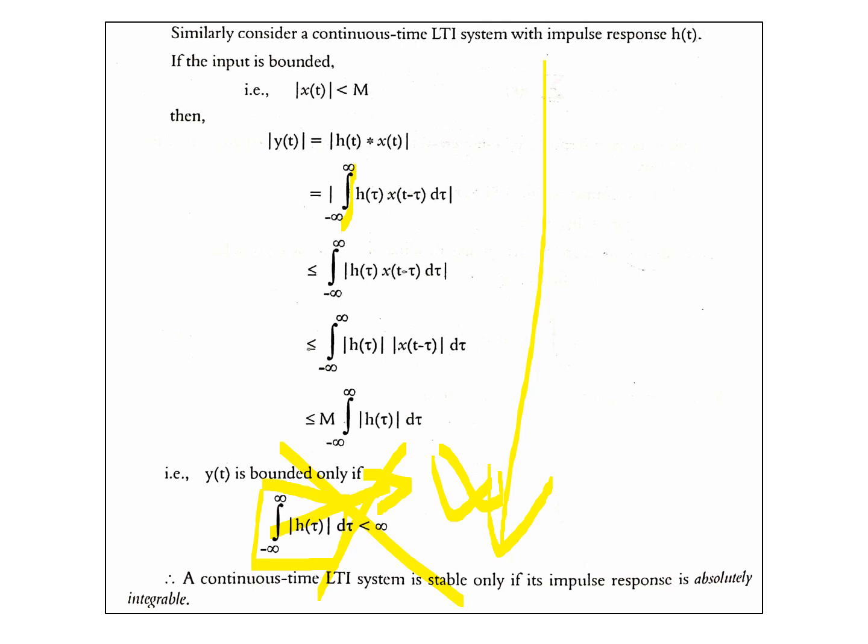So this integration will converge to a finite value only when the h of t function is convergent. Finding the integration means finding the area under the graph of h of t. The total area under the graph of h of tau should be finite. A continuous time LTI system is stable only if its impulse response is absolutely integrable. Absolutely summable in case of a discrete time system, absolutely integrable in case of a continuous time system.